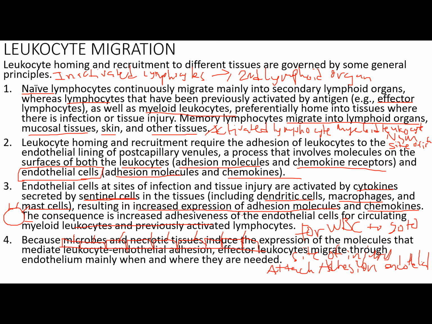The fourth one, because microbes and necrotic tissue induce the expression of the molecules that mediate leukocyte endothelial adhesion, effector leukocytes would migrate through the endothelium mainly when and where they are needed. So, regulated class ang pagpunta ng mga effector leukocytes na to. And this is controlled by the expression of those adhesion molecules. So kapag onti yung adhesion molecules, onti yung mga chemokines, onti lang din yung pupuntang mga effector leukocytes. So please copy.